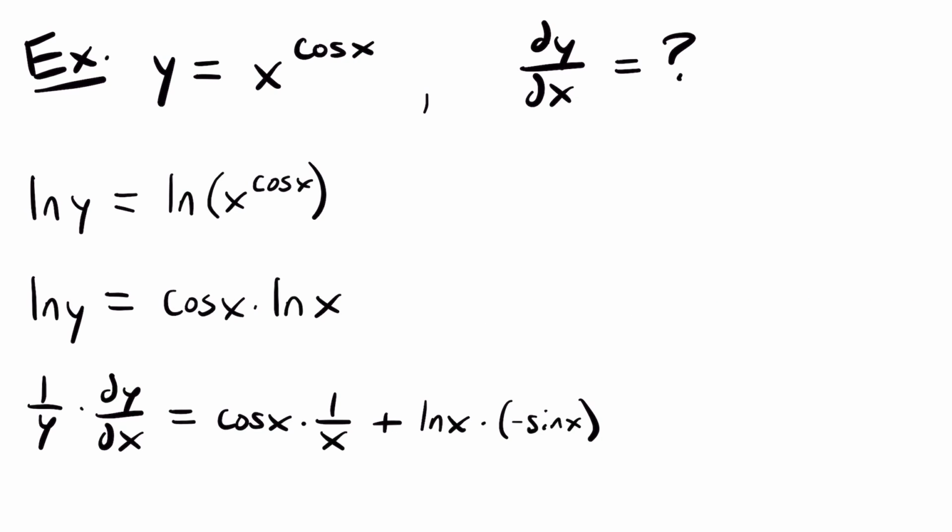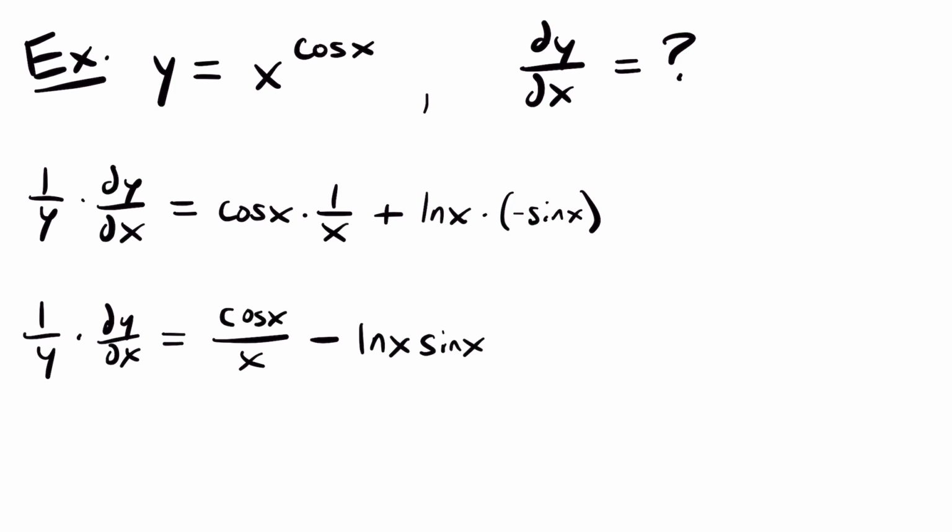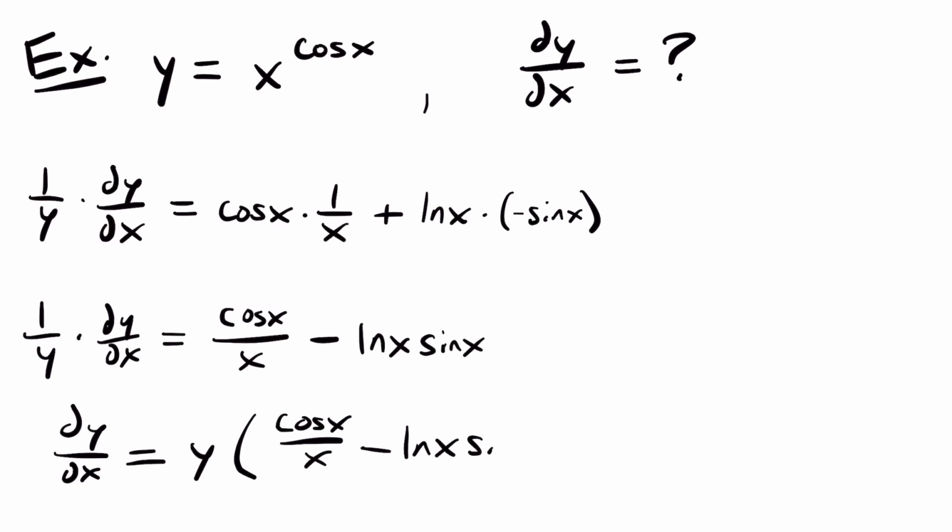And so if we clean up our work here, and then we simplify this a little bit, we will have 1 divided by y times dy/dx is equal to cosine x divided by x. And then we're going to have minus, because this negative from negative sine will come out to the front, the natural log of x times sine x. All right, and so now that we have simplified this, our next step is going to be to isolate dy/dx so that we can solve for it to find the derivative of this function. And so we're going to have to multiply both sides by y to cancel out this 1 divided by y. And so if we do that, we'll have dy/dx is equal to y times cosine x divided by x minus the natural log of x times sine of x.